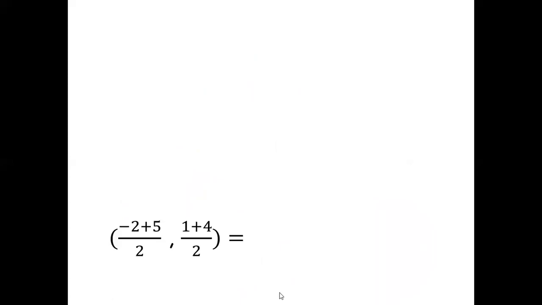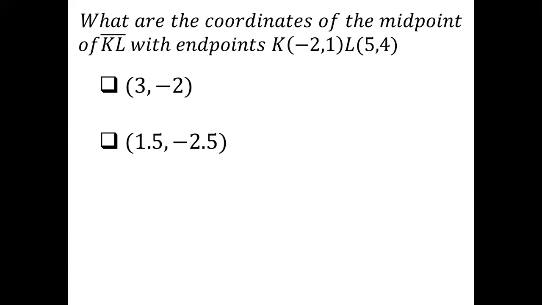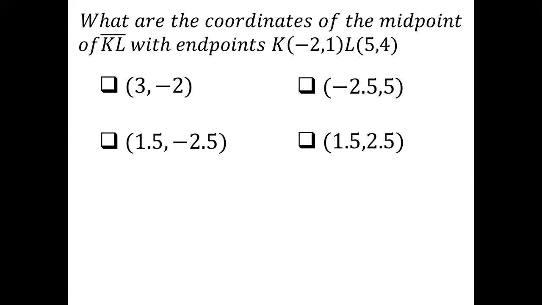Now the next question is, so here comes the next question for you. What are the coordinates of the midpoint of segment KL, with endpoints K (-2, 1) and L (5, 4)? You need to find the midpoint, and the options for you are (3, -2), (1.5, -2.5), (-2.5, 5), and (1.5, 2.5). And your time starts now.